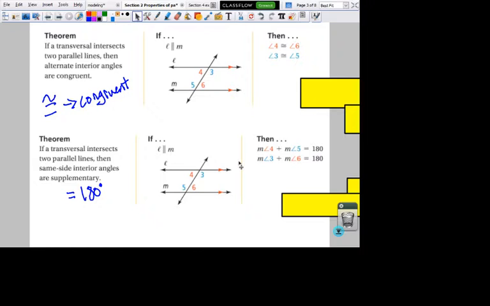So measure of angle 4 plus measure of angle 5 equals 180. Measure of angle 3 plus measure of angle 6 equals 180.